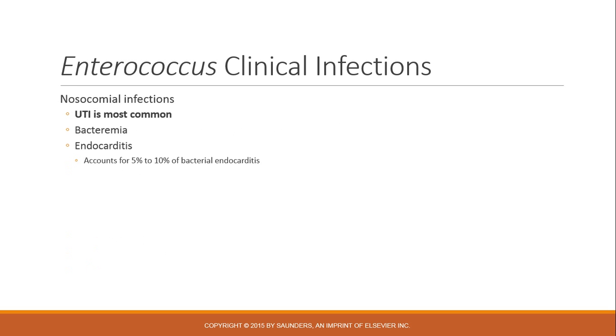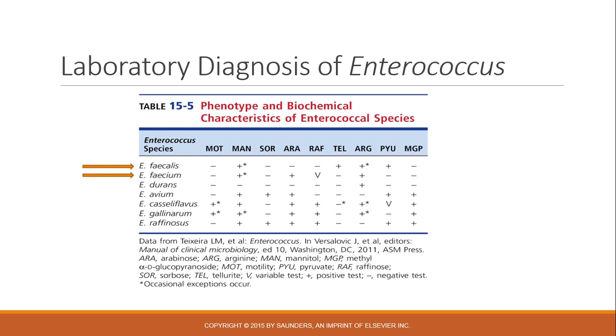Let's see. Clinical infections for Enterococcus: the urinary tract infection is the most common, so that's what I want you to know. But it can also do other things. We're not going to speciate Enterococcus too much. These are the main species that you'll hear about: Enterococcus faecalis and faecium. These are the different tests you might use to see if it uses arabinose. If it does use arabinose, then you have faecium. If it doesn't, then you have faecalis. I wouldn't worry about telling the difference between the two.